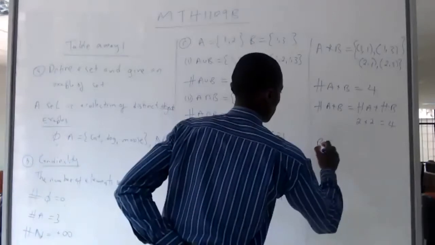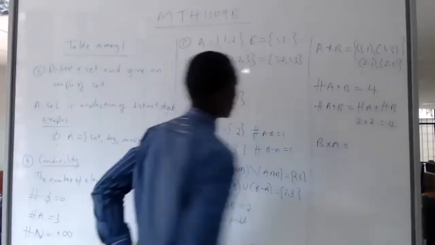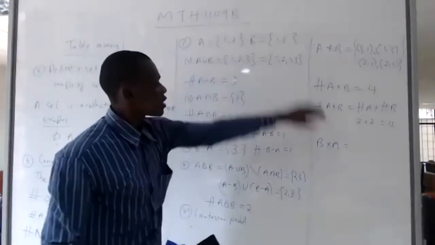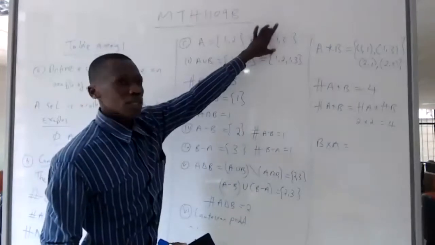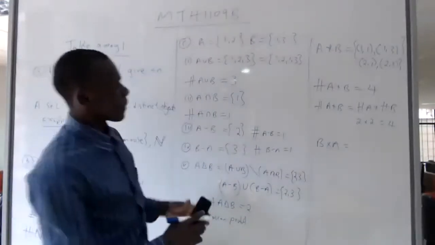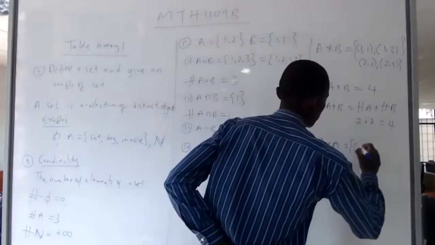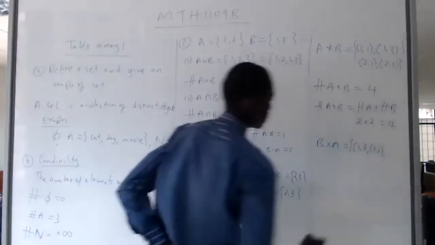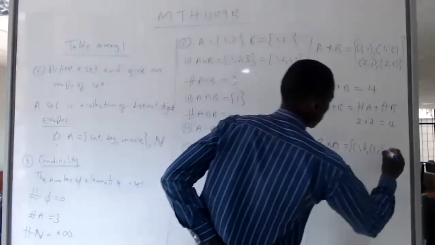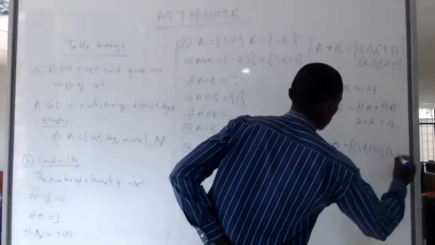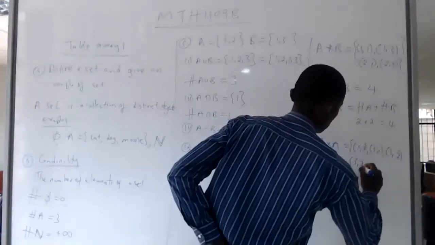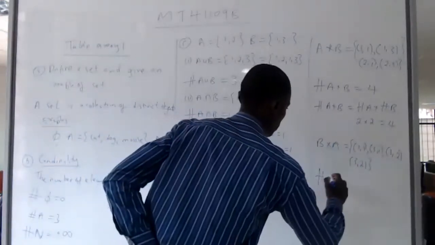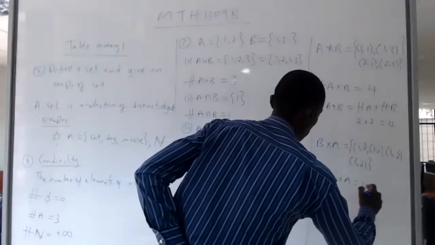Suppose you are asked to find B times A. Then now just reverse. Your first coordinates will come from B, and your second coordinates will come from A. So in this case, you will have 1, 1, then 3, 1, then 1, 2, lastly 3, 2. Again, for the same reasons, the cardinality of B cross A is 4.